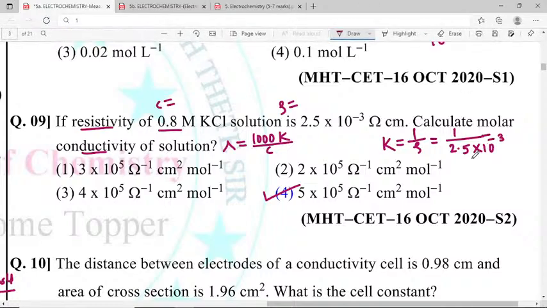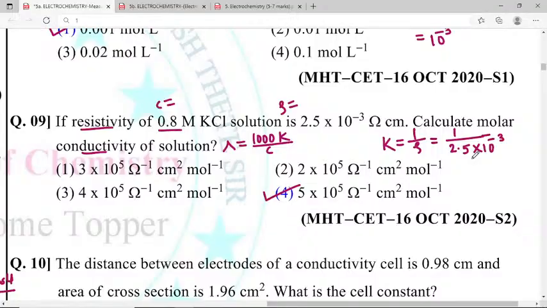So K is the conductivity. First we have to calculate the conductivity. Resistivity reciprocal to resistivity is the conductivity.